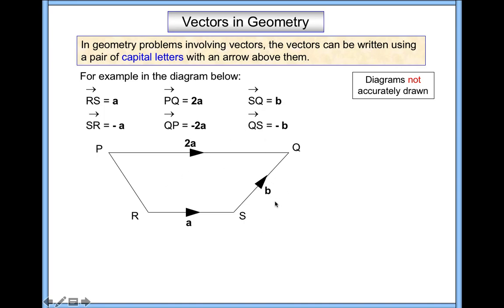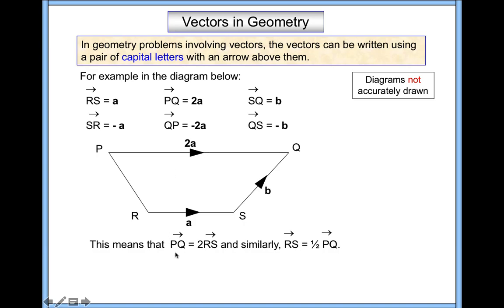Okay, now the next is vector SQ. Vector SQ is B. So what about vector QS? Vector QS, with reference to positive vector SQ, is in the opposite direction, so it will be described as negative B. Okay, now there is a relation between vector PQ and vector RS. Okay, see, vector PQ equals 2RS. That means vector RS is half of vector PQ.